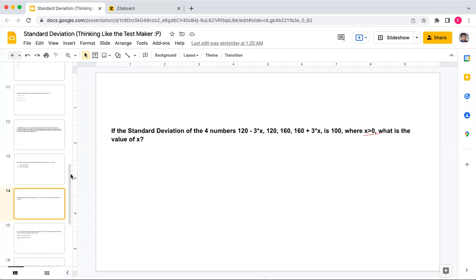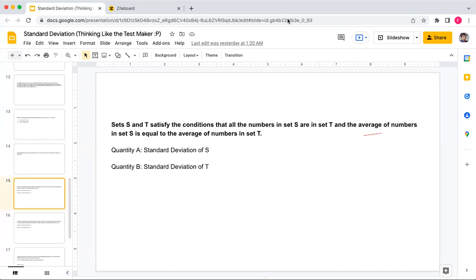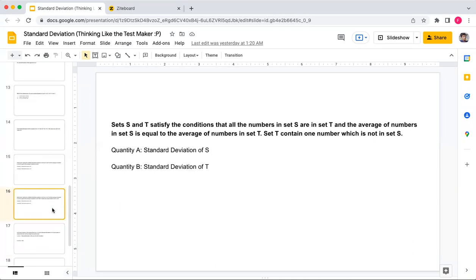Okay, let's move further. Try this question. We are given a set S and a set T that satisfy the condition that all elements in set S are in set T. The first condition is that all the elements of set S are in set T.